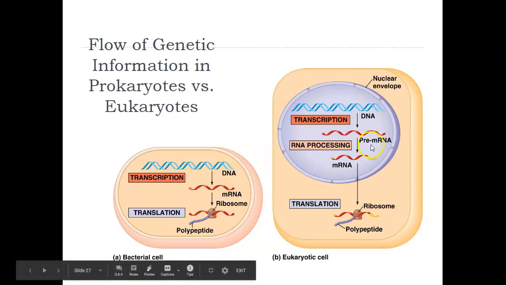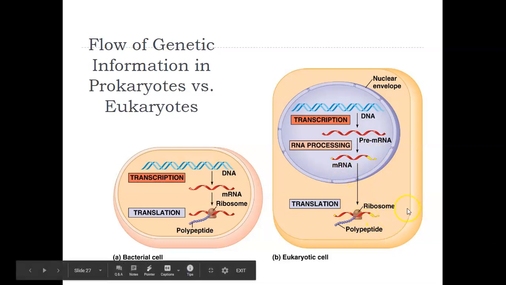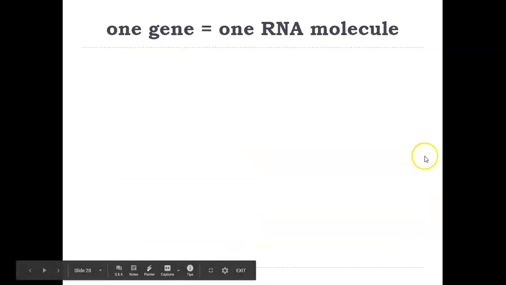Whereas for eukaryotes, as I mentioned, transcription is occurring in the nucleus because that's where the DNA lives, and then we get something called pre-mRNA. And there's a lot of processing that's involved for eukaryotes because we just like to be extra. And then it can leave the nucleus and go to the ribosomes for translation.